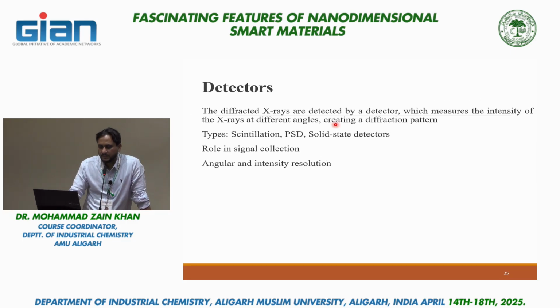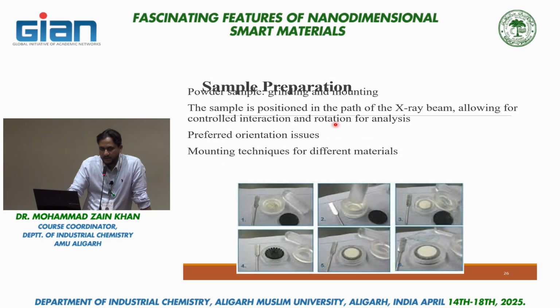Then we have detectors. There are different types of detectors possible, such as scintillation detectors. We generally use solid state detectors here to check the intensity as well as the angle. These are some samples which are being prepared for the analysis. There is a sample holder, we put the sample over there and do the analysis.